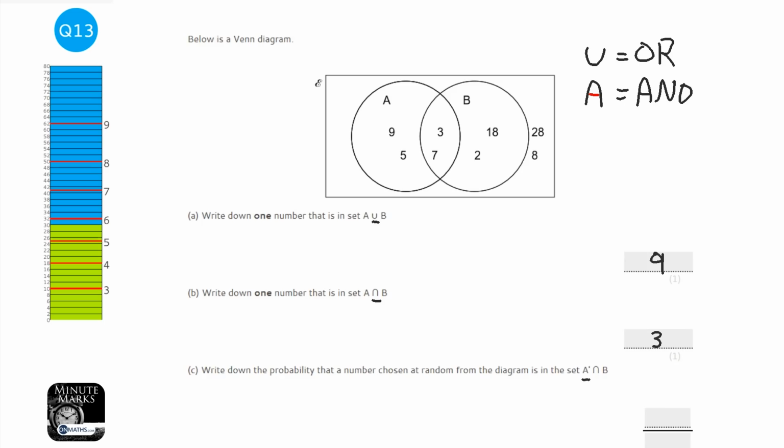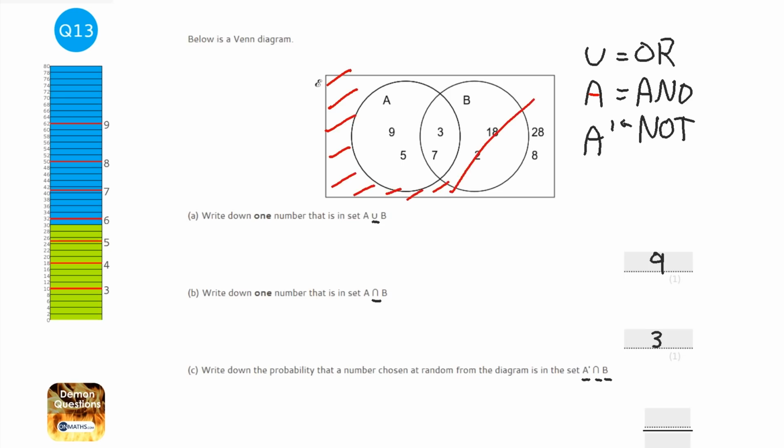Now this little symbol here, and it's an A with a dash. That dash there means not. So we're looking for numbers that aren't in A and are in B. Well, let's have a look at where not A is. Well, it's anywhere around here. Anywhere around here is not in A.